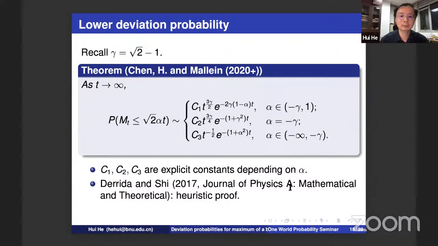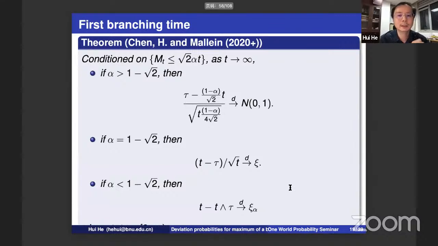Okay, so I would also like to mention the case of the first branching event. Here, to save time, I only mention the first branching time. So if we condition that the maximum position at time t is less than square root 2 alpha t, then if alpha is larger, the first branching time is around this value, and the fluctuation is just square root t. So as t goes to infinity, this quantity goes in distribution to a normal distribution, and if alpha is just 1 minus square root 2, then t minus tau over square root 2t goes in distribution to some random variable c.